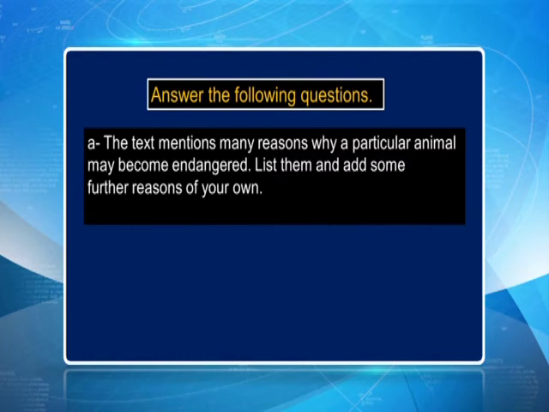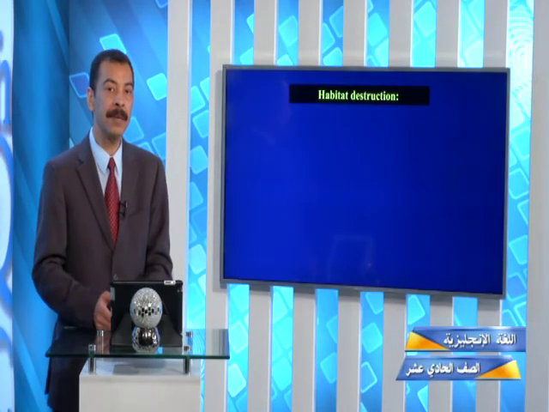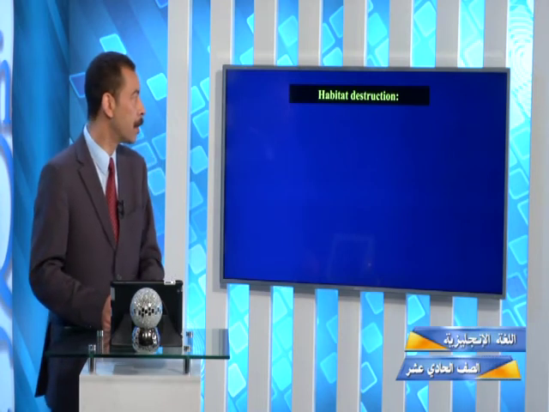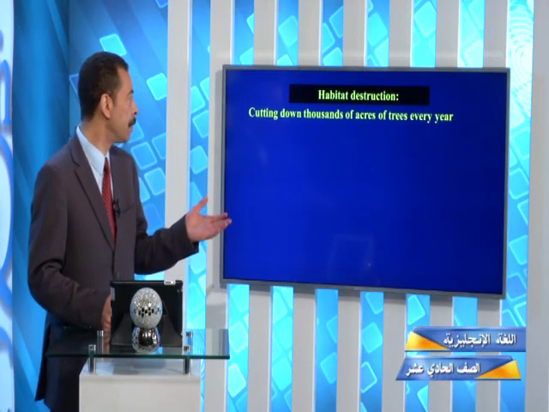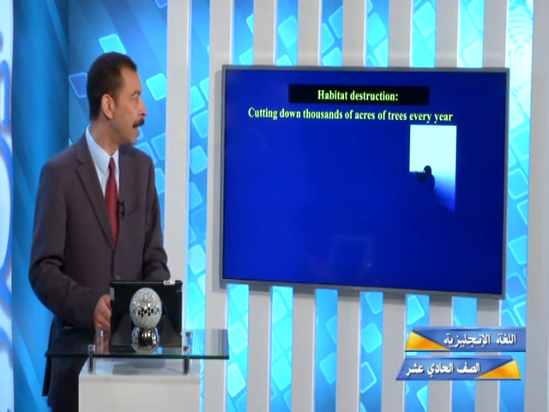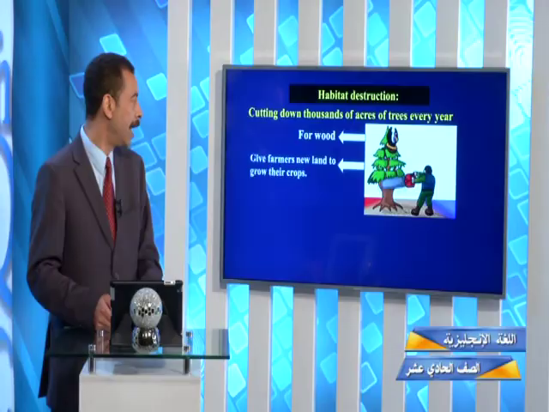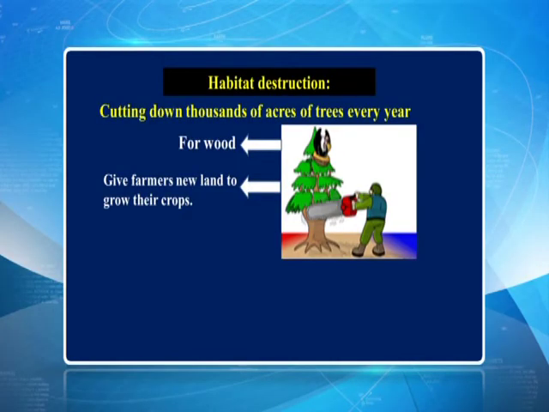So if you remember the passage, the reasons that were mentioned are habitat destruction, that is, the home or the place where these animals live is destroyed because of many reasons, because people or farmers cut down thousands of acres of trees every year. But why do farmers cut trees? Because they need food, and also they want to get new land to grow their crops. This is one reason which puts the lives of some animals in danger.